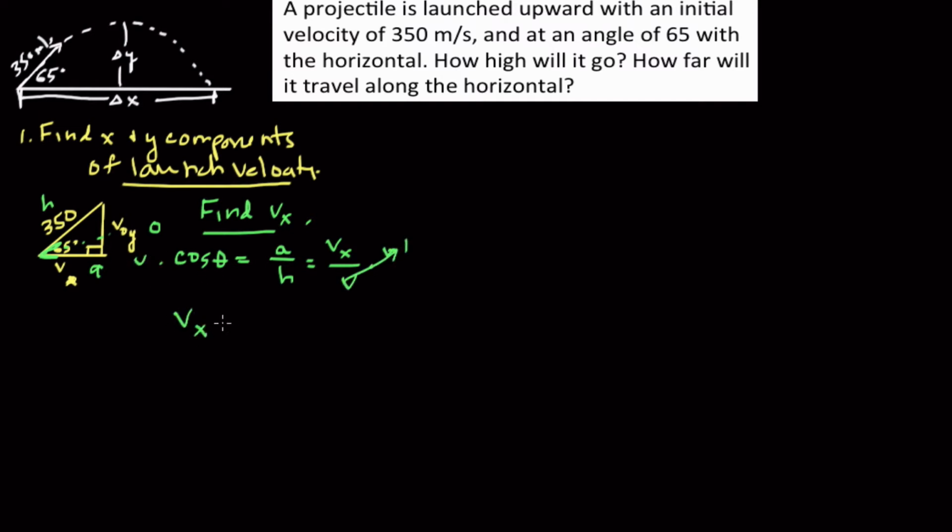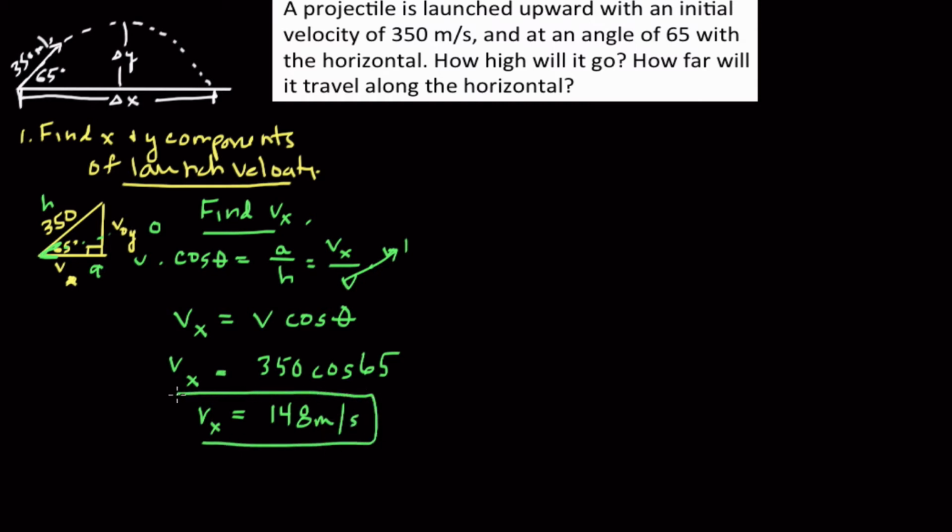And I end up with velocity in the x direction is the launch velocity, which is the hypotenuse, times the cosine of the launch angle. Velocity in the x direction is going to be that initial velocity, 350, times the cosine of theta, which is 65. And when I solve this, I am going to get 148 meters per second.